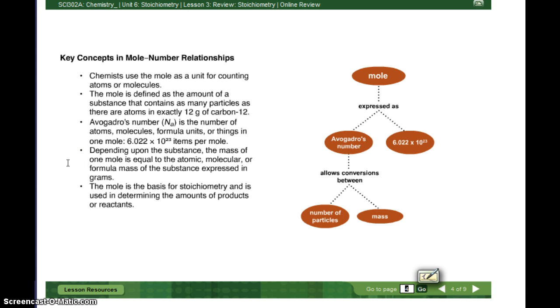Depending on the substance, the mass of 1 mole is equal to the atomic, molecular, or formula mass of the substance expressed in grams. In other words, the 12 grams here of carbon-12, meaning that there's 12 grams in 1 mole. So you can look at the periodic table to find that is true for other elements. And the mole is the basis for stoichiometry and is used in determining the amounts of products or reactants.